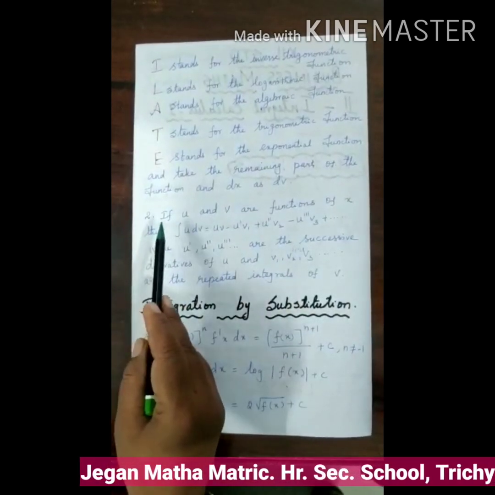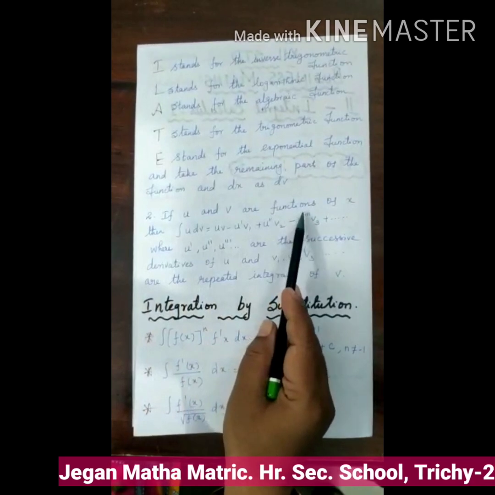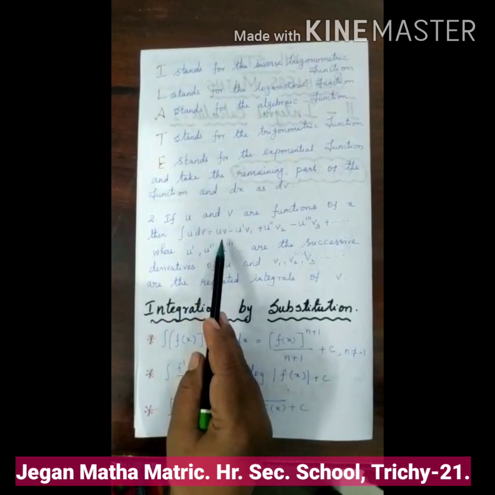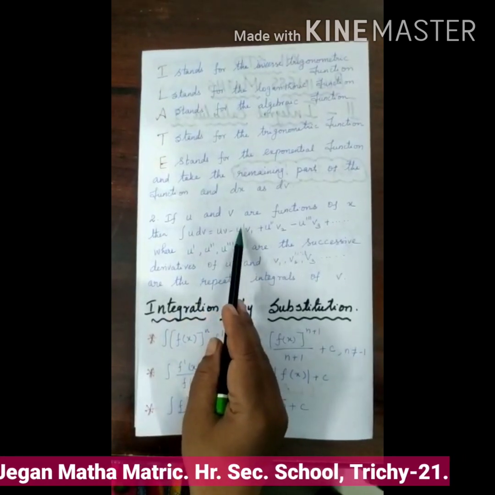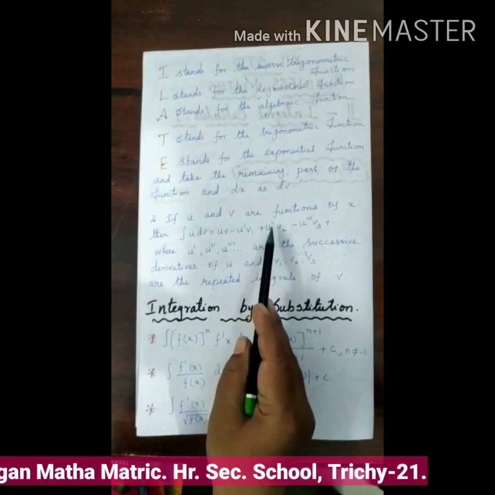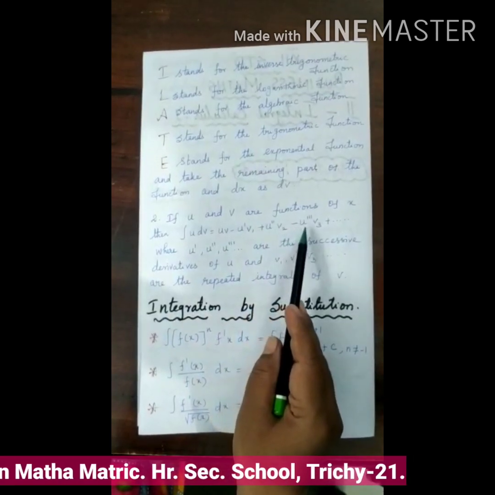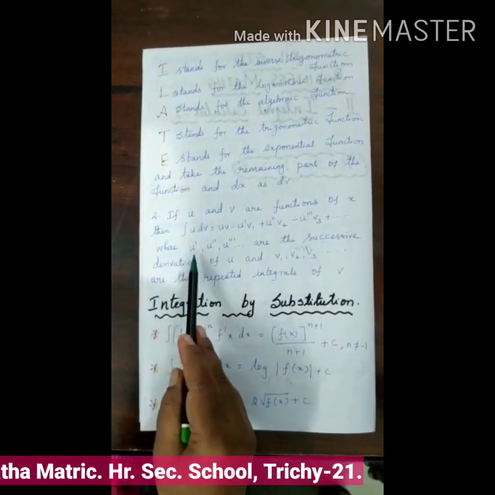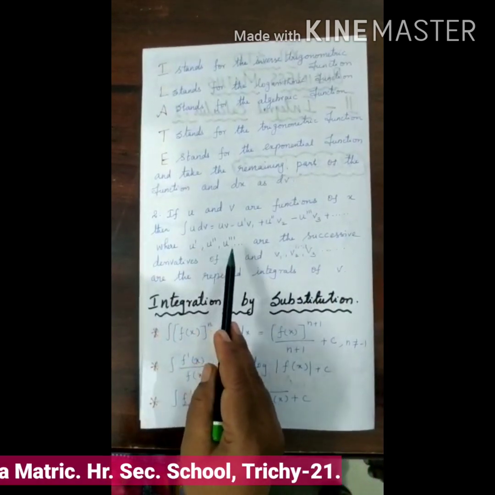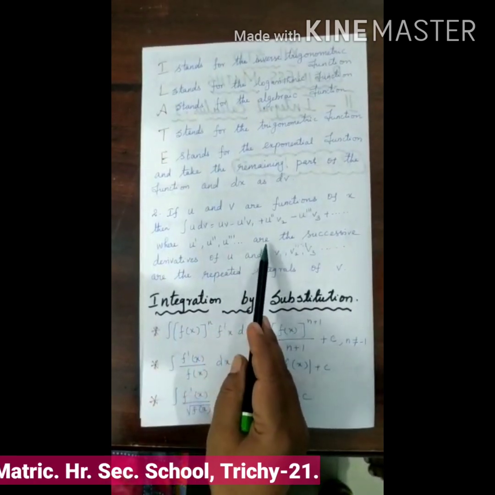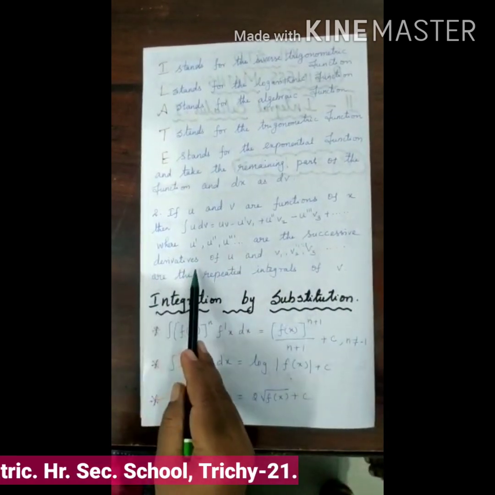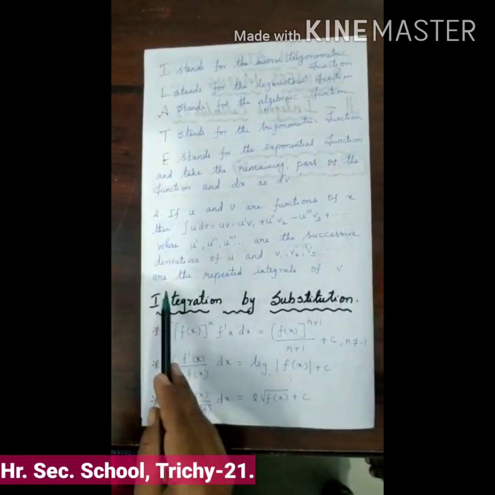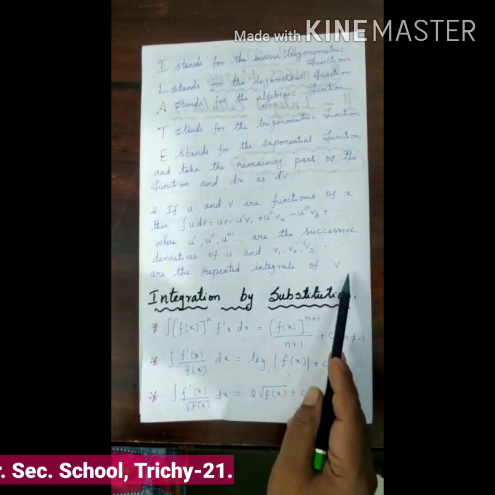The second one is, if u and v are functions of x, then integral of u dv is equal to uv minus u dash v1 plus u double dash v2 minus u triple dash v3 plus etc., where u dash, u double dash, u triple dash etc. are the successive derivatives of u, and v1, v2, v3 etc. are the repeated integrals of v.